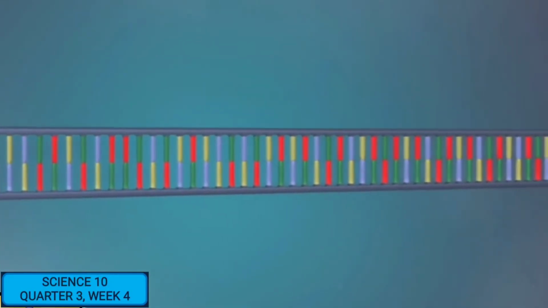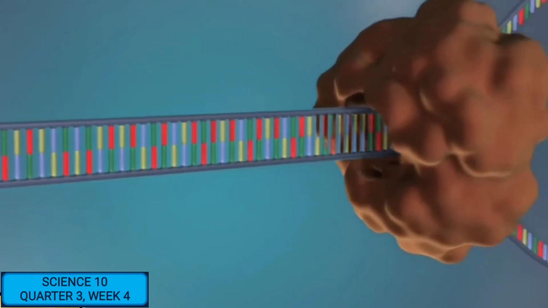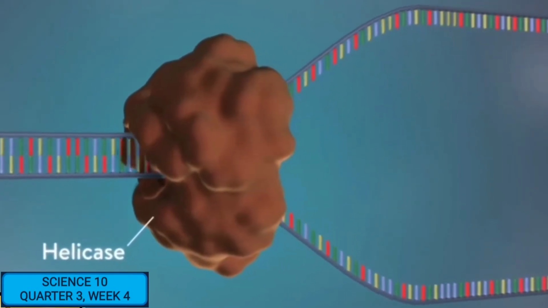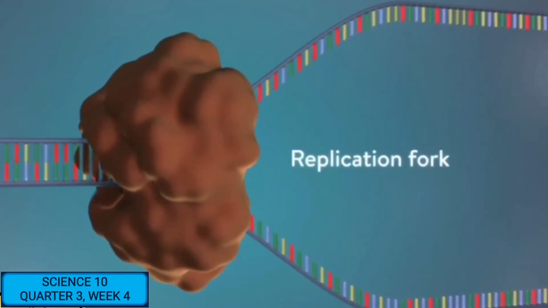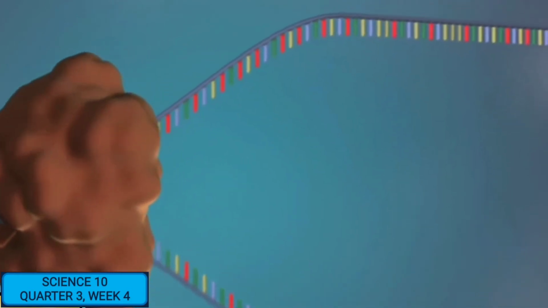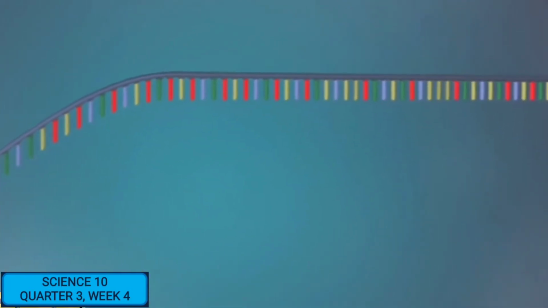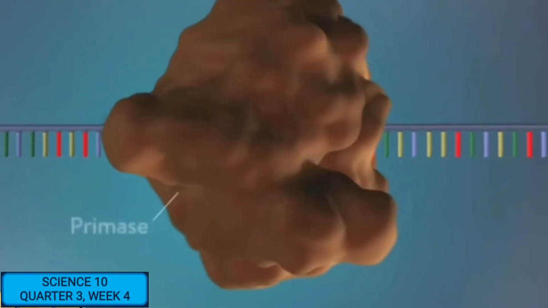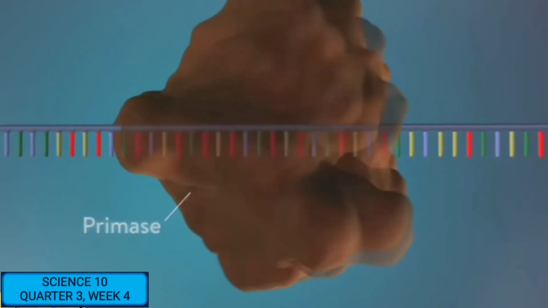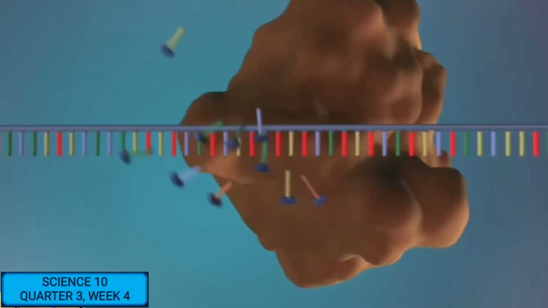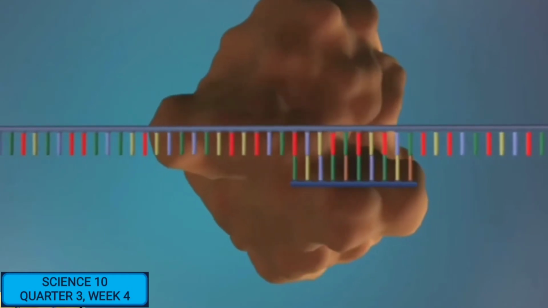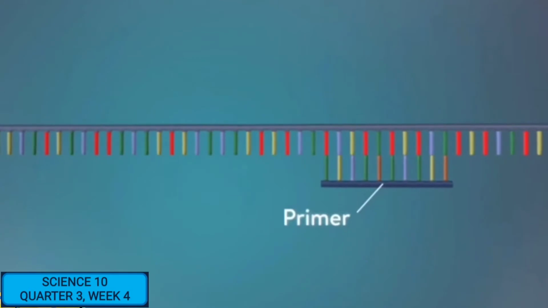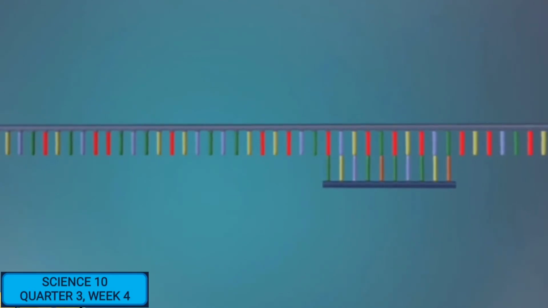The first step in DNA replication is to separate the 2 strands. This unzipping is done by an enzyme called helicase and results in the formation of a replication fork. The separated strands each provide a template for creating a new strand of DNA. An enzyme called primase starts the process. This enzyme makes a small piece of RNA called a primer. This marks the starting point for the construction of a new strand of DNA.